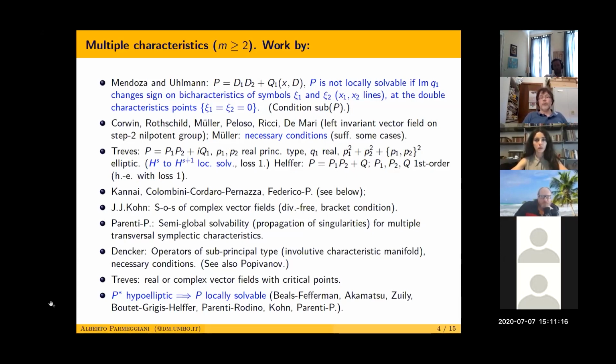So remember, P star hypoelliptic implies P locally solvable. This means also that the hypoelliptic operators by Beals and Fefferman, the class considered by Akamatsu, Zuily, Boutet de Monvel, Grigis, and Helffer, and also Parenti and Rodino, Kohn, and Parenti and myself, for which you can characterize the hypoellipticity, give information about local solvability.